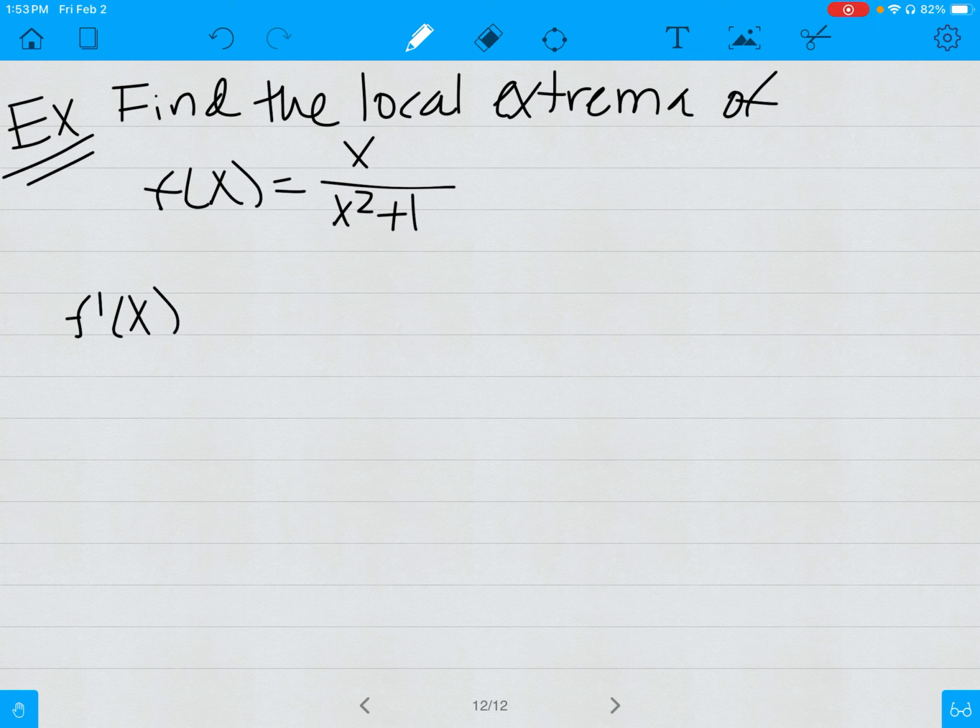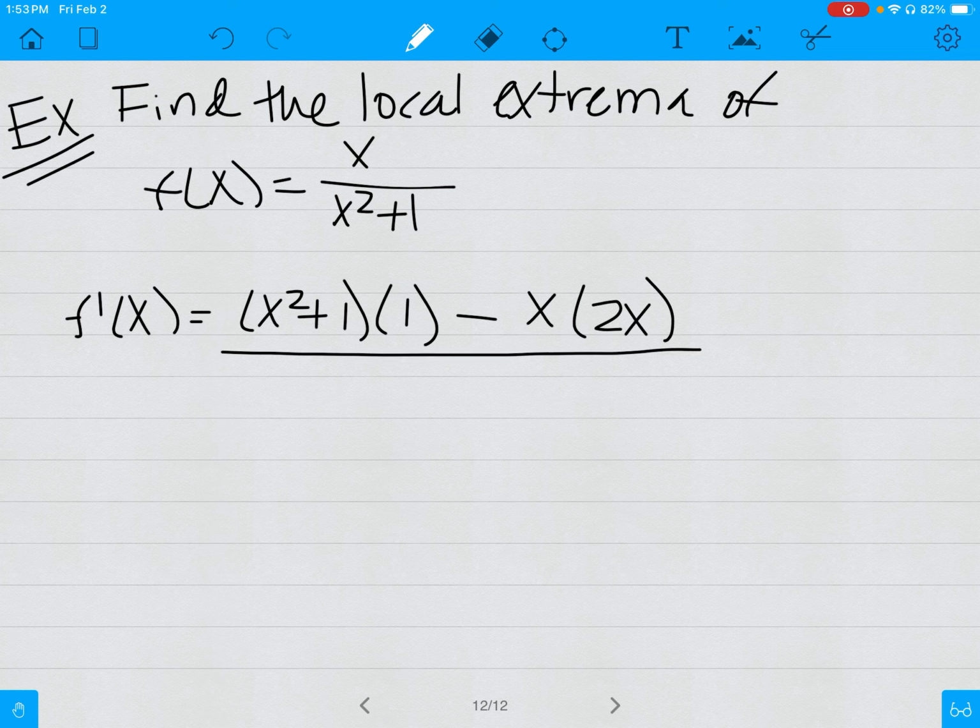So first thing we're going to do is find the derivative of f of x. This is a quotient, so we're going to have to use the quotient rule. Quotient rule says take the function that's on the bottom, multiply that by the derivative of the top, minus the function that's on the top of the fraction, times the derivative of the bottom function, whole thing divided by the bottom function, or the denominator function, squared.